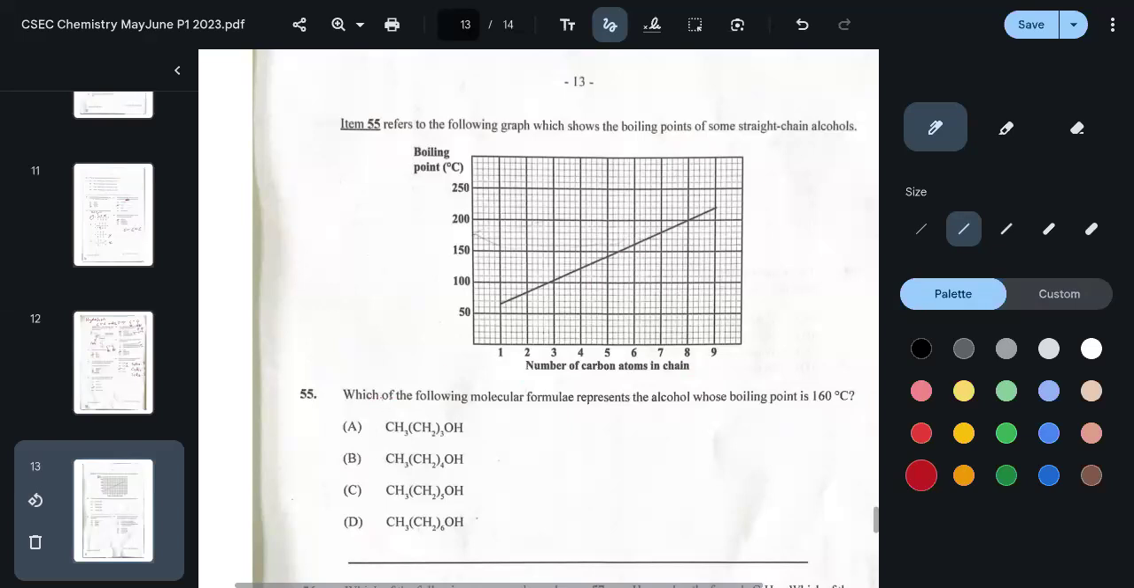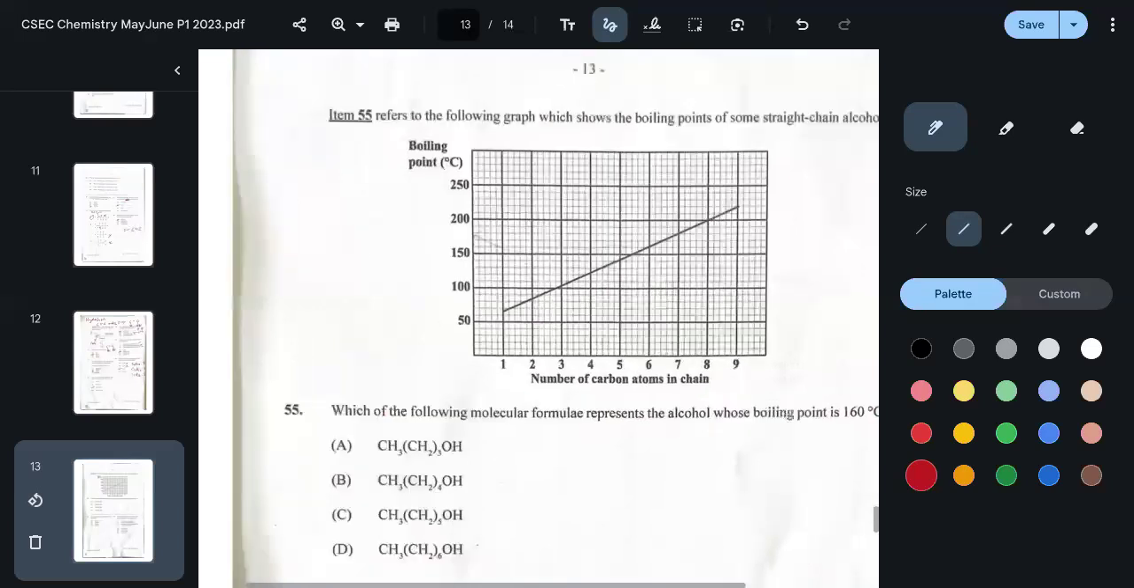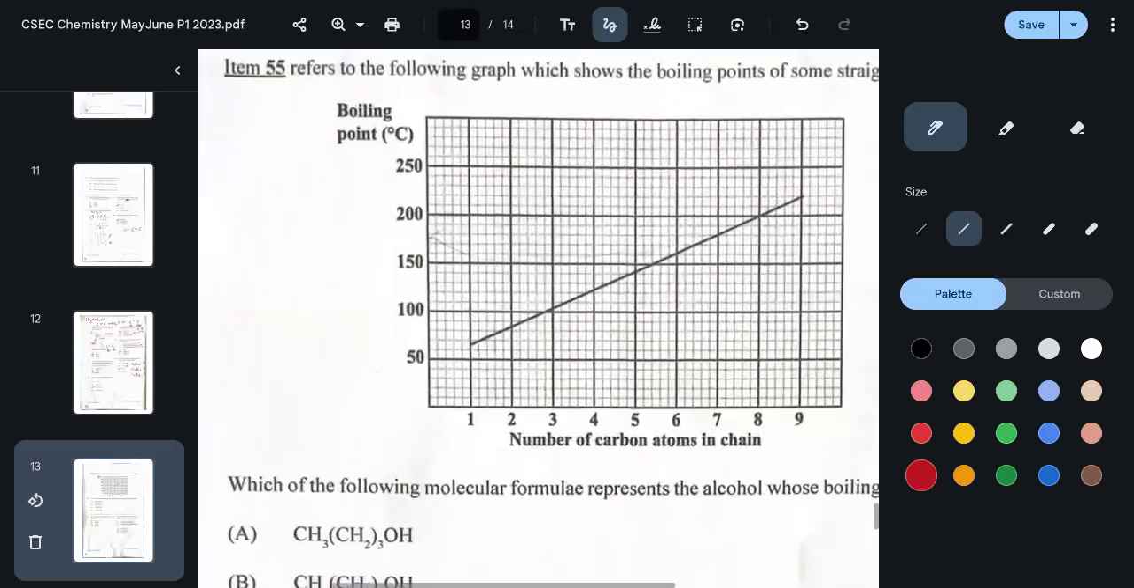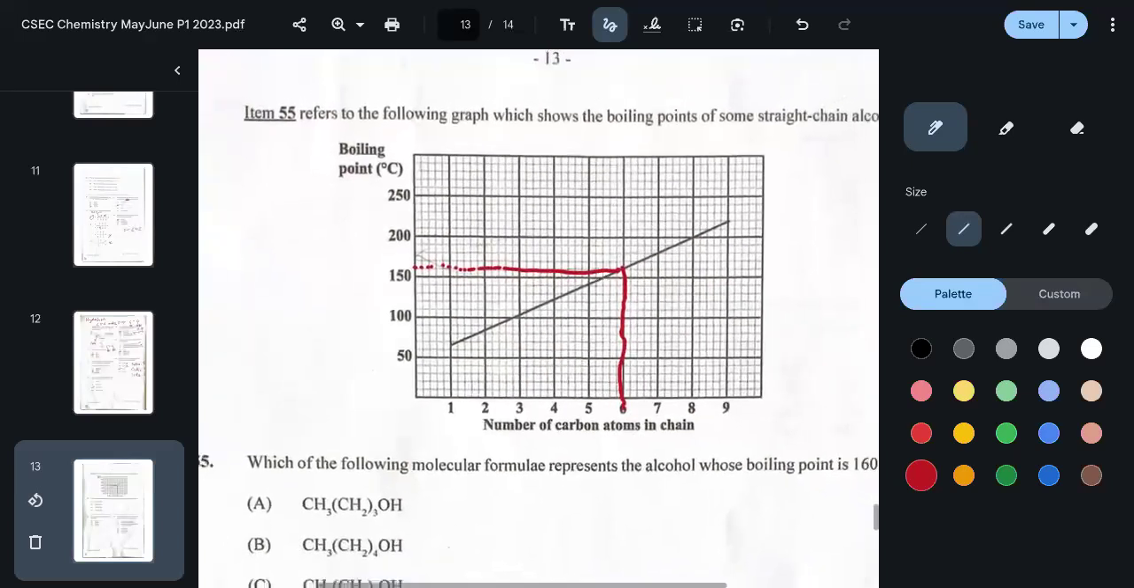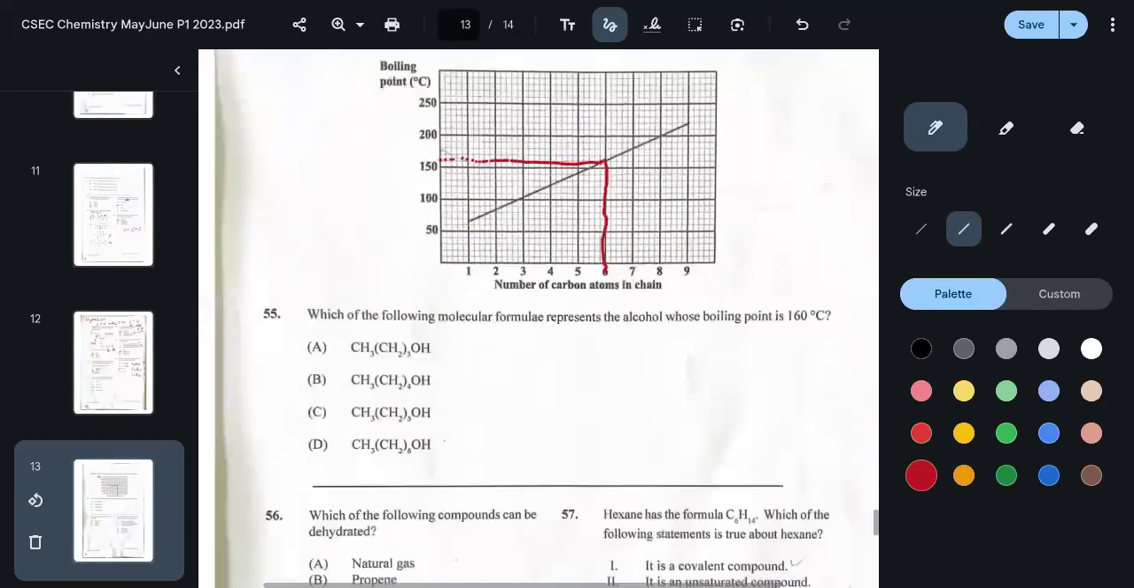It says which of the following molecular formulas represents the alcohol with a boiling point of 160. Let me zoom up. Each line is 10, so 150 would be this one here, and this line would be 160. So it would have six carbons. You're looking for the alcohol with six carbons. Which of them have six carbons?